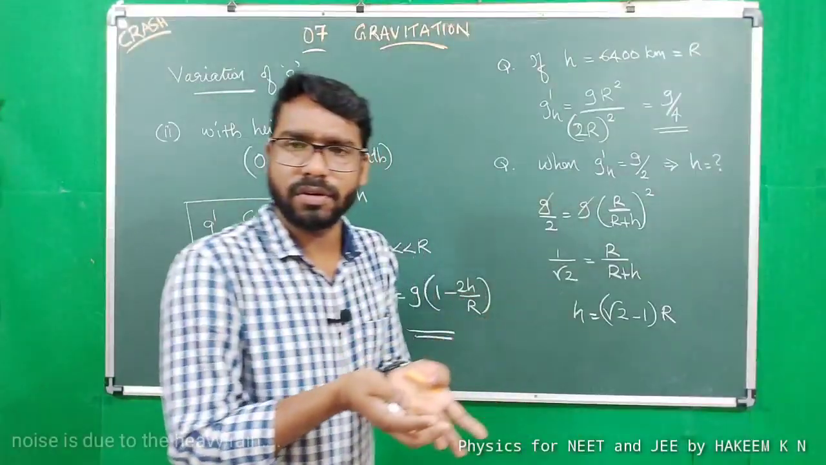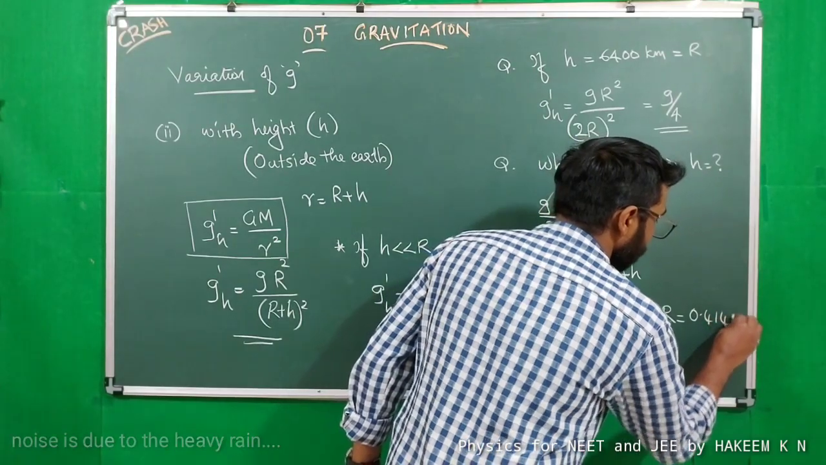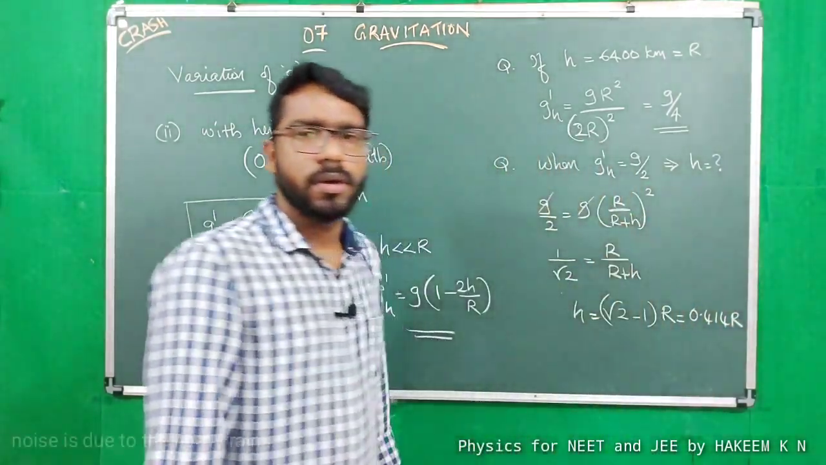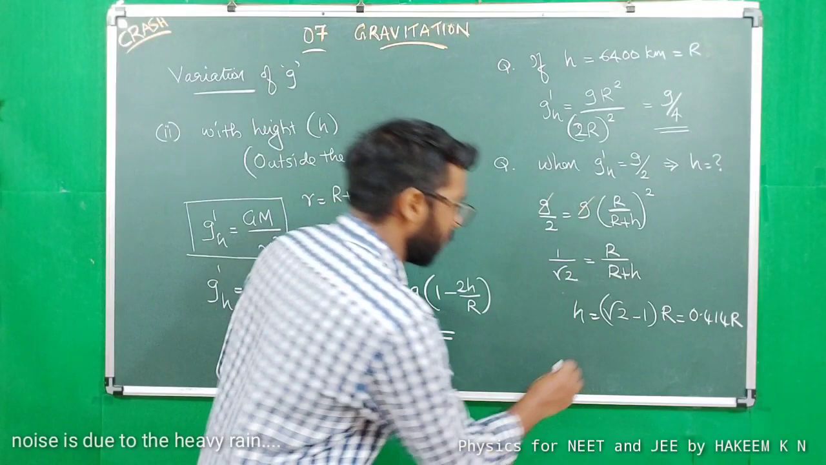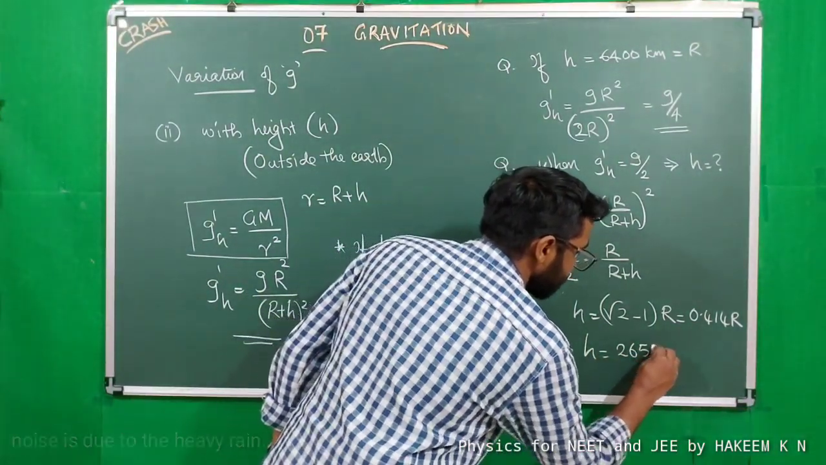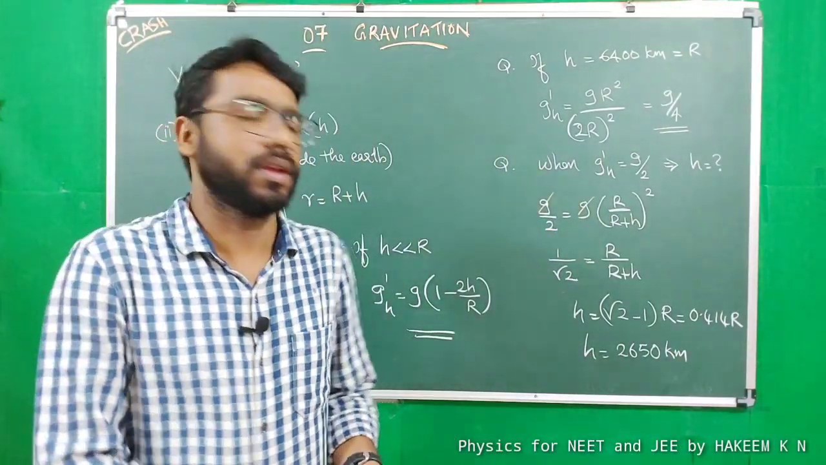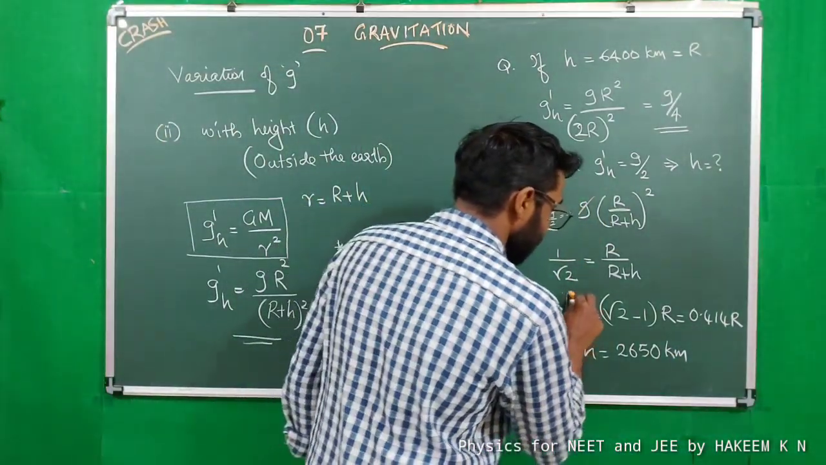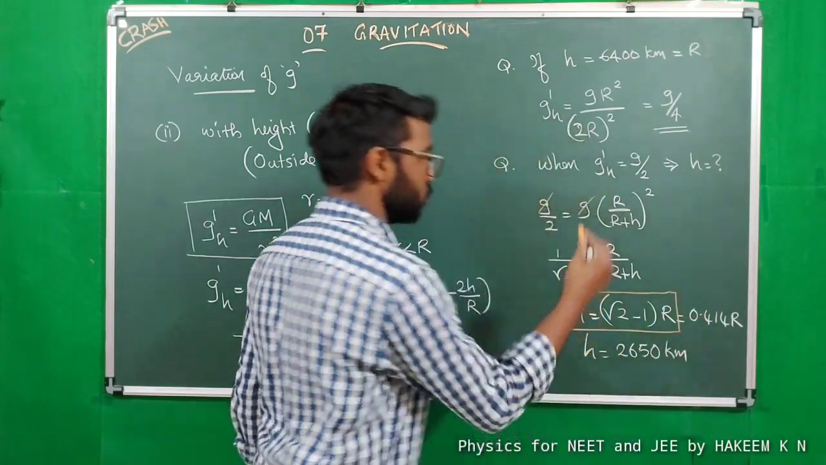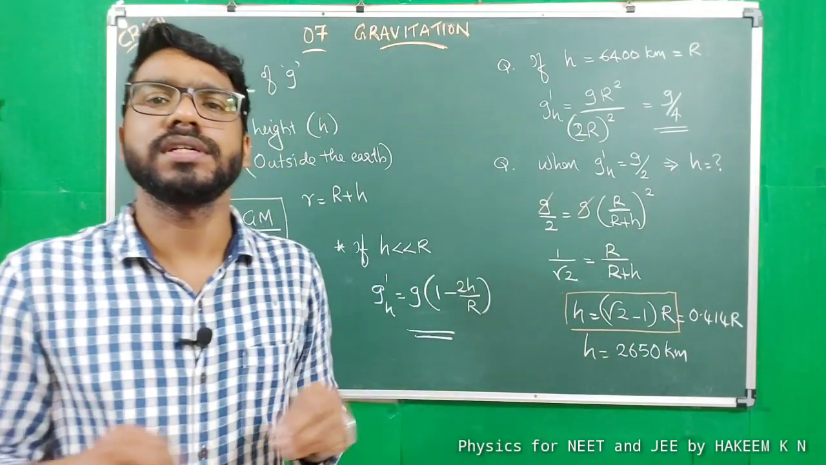Root 2 is 1.414. Then we can say 0.414 r. By calculating, we will get around 2650 kilometer. This is the height when acceleration due to gravity becomes half of its value on the surface.